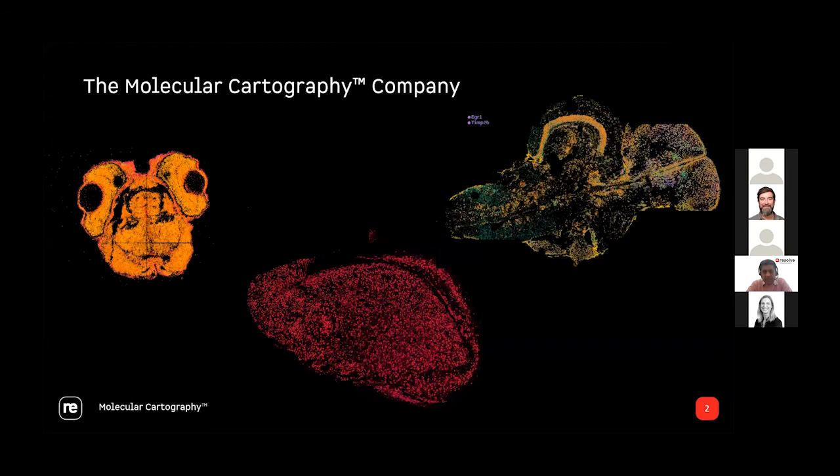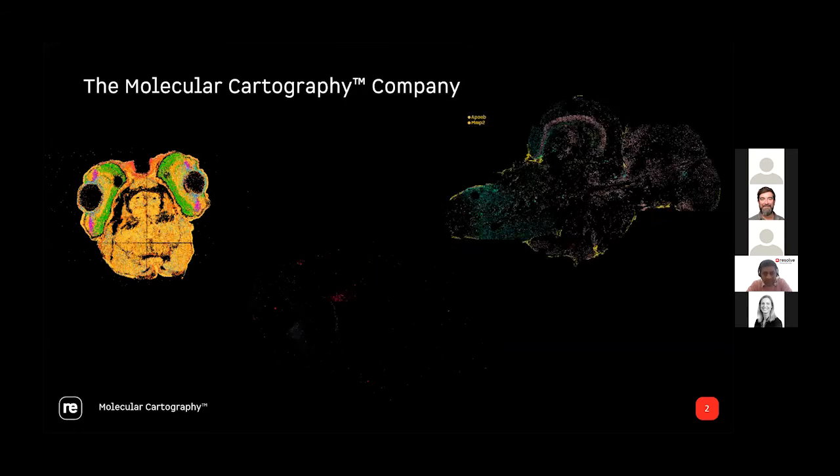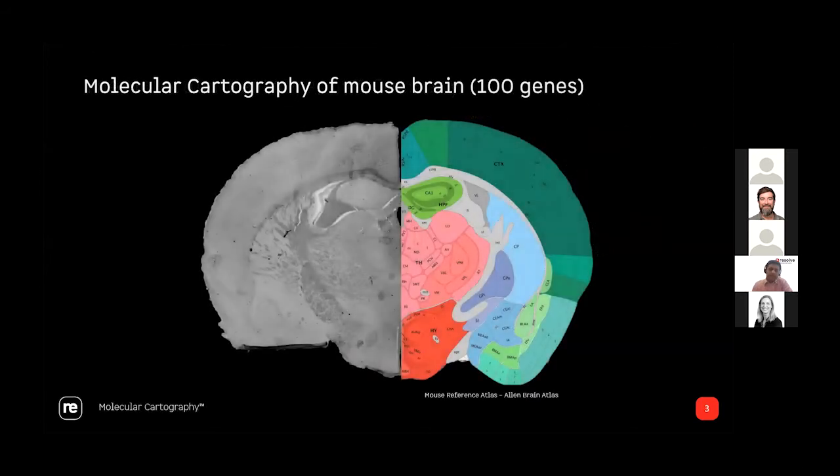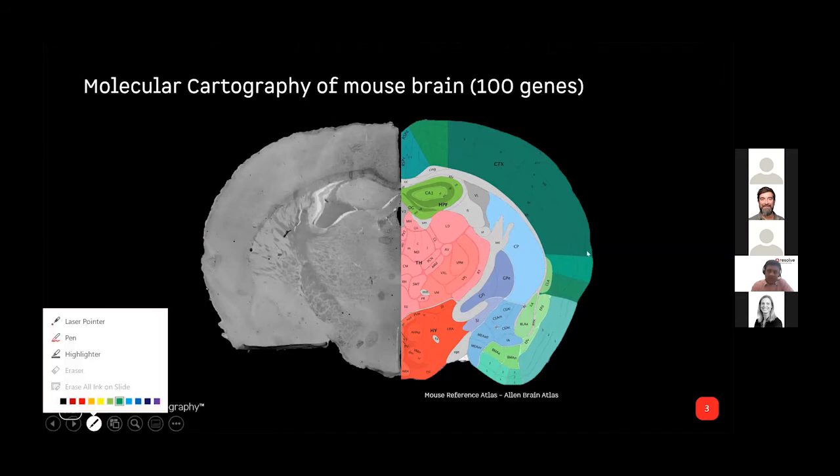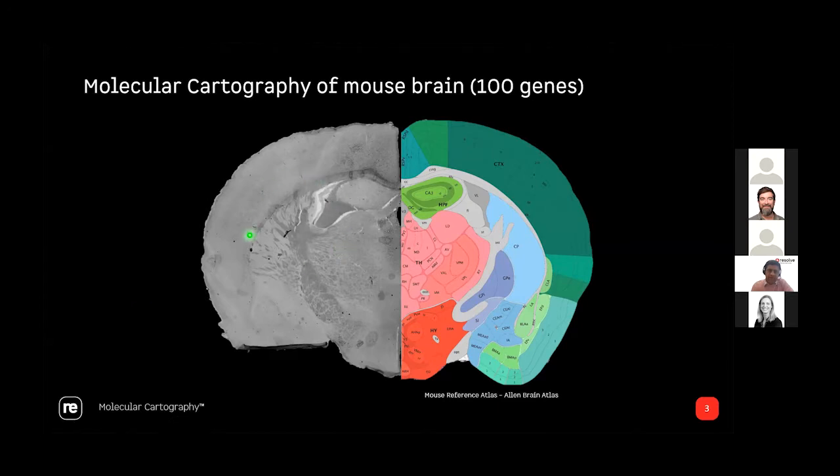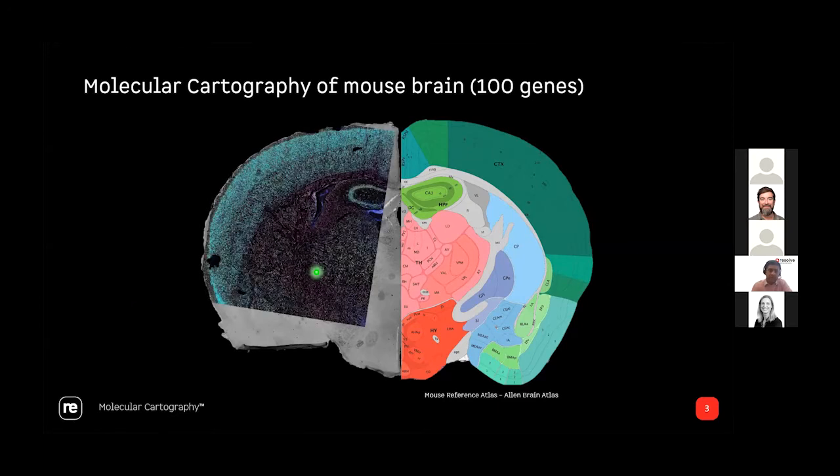So my talk is going to be a mix of both technology and a bit of neuroscience. Let's start with mouse brain. That's one of the favorite model systems when it comes to spatial, right? What you're seeing is the mouse coronal section. On the right side is the impression from the Allen Brain Institute map, depicting different brain regions. On the left side, we performed molecular cartography using 100 genes. We have covered cortex, hippocampus, and some other parts of the brain here.